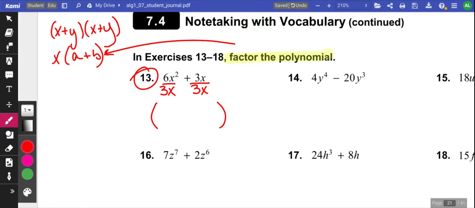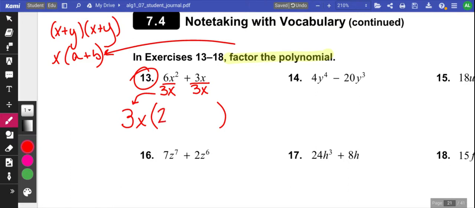Okay, the 3x, that's going to go to the outside of your parentheses. You're basically taking it out of each one and putting it on the outside. Here, what are we going to be left with? 6 divided by 3, I get 2.